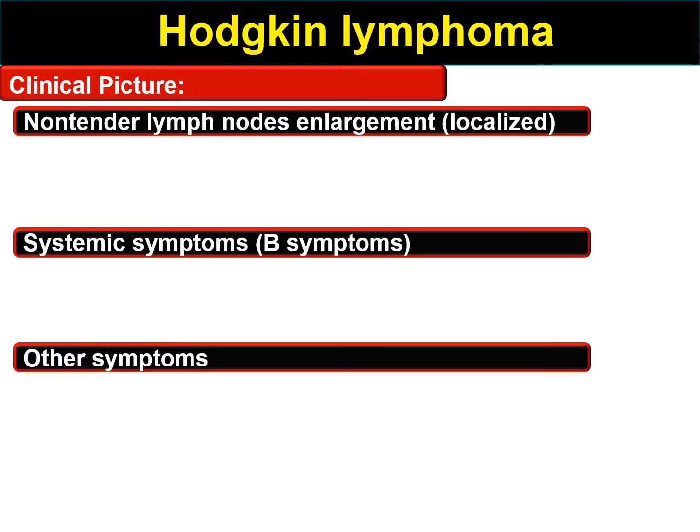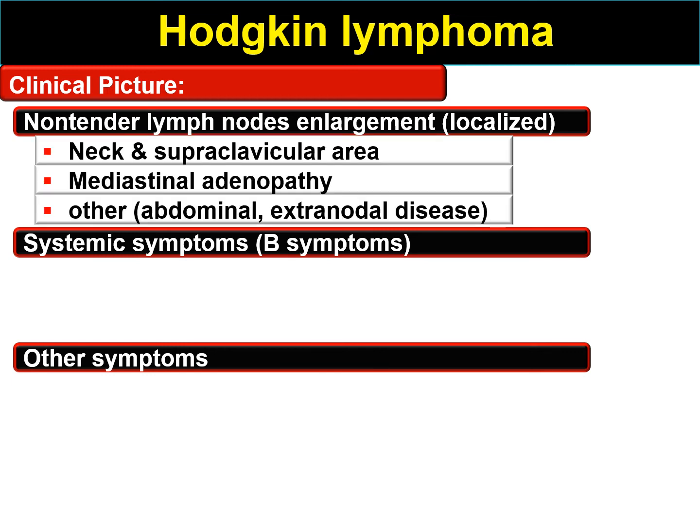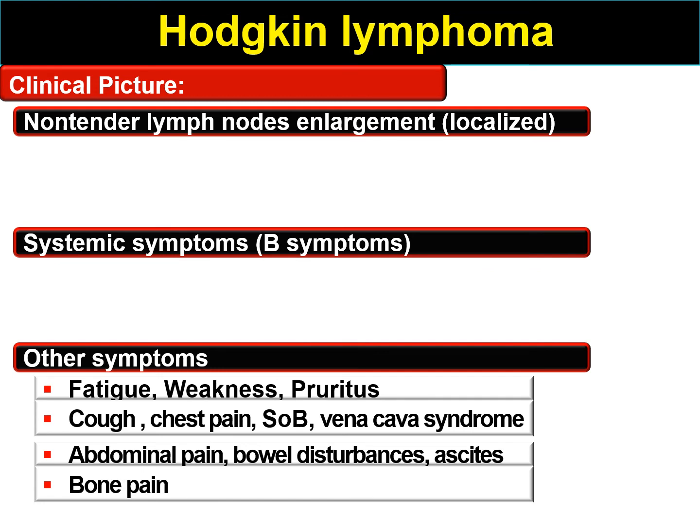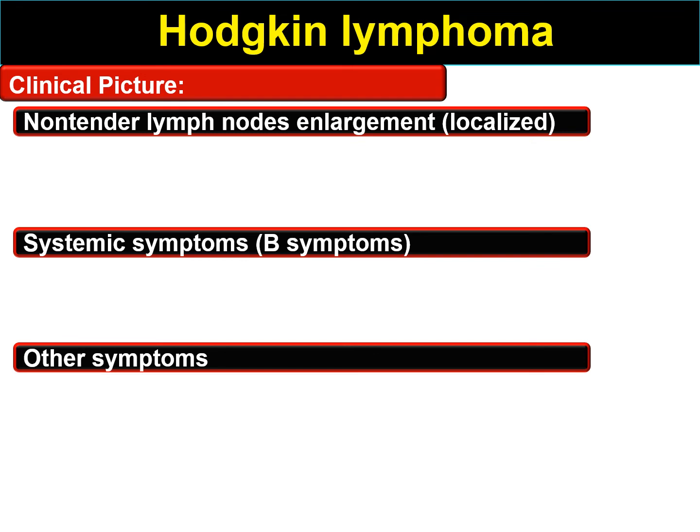The presenting feature of the Hodgkin lymphoma may be localized non-tender lymph node enlargement, and the lymph nodes involved are neck and supraclavicular area, mediastinal lymph node, or other abdominal or extranodal sites. Then there is presence of systemic symptoms such as fever, night sweat, and unexplained weight loss that can go up to 10% over the last 6 months. Other symptoms are fatigue, weakness, pruritus, cough, chest pain, shortness of breath, vena cava syndrome, abdominal pain, bowel disturbances, ascites, and bone pain.